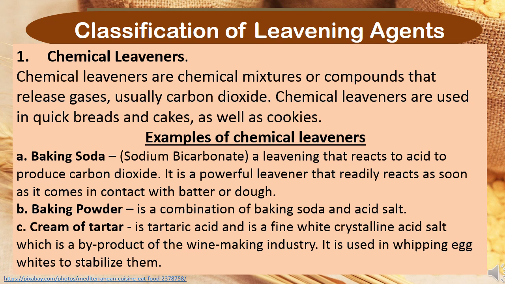Next is the baking powder. It is a combination of baking soda and acid salt. And finally, the cream of tartar. It is a tartaric acid and is a fine white crystalline acid salt, which is a byproduct of the winemaking industry. It is used in whipping egg whites to stabilize them.